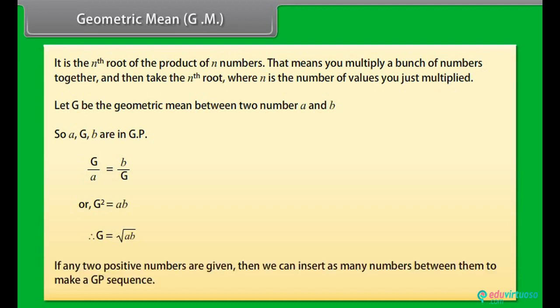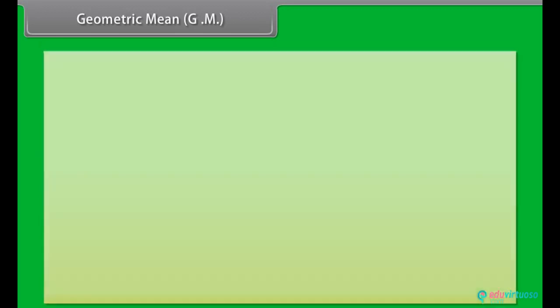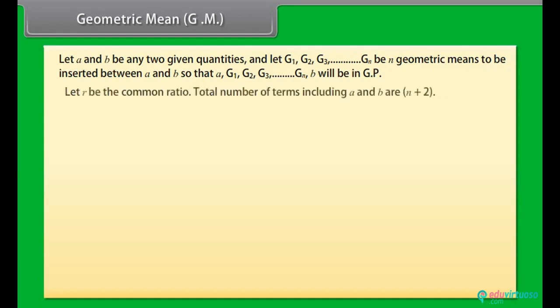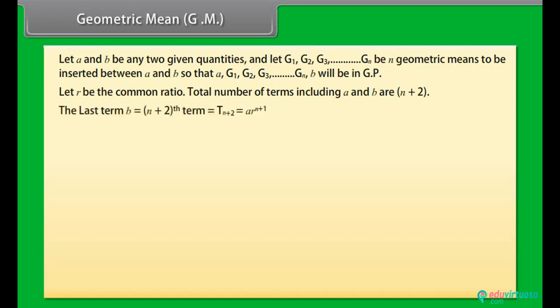If any two positive numbers are given, then we can insert as many numbers between them to make a GP sequence. Let a and b be any two given quantities, and let g1, g2, g3 up to gn be n geometric means to be inserted between a and b, so that a, g1, g2, g3 up to gn, b will be in GP. Let r be the common ratio. Total number of terms including a and b are n + 2. The last term b = a·r^(n+1).